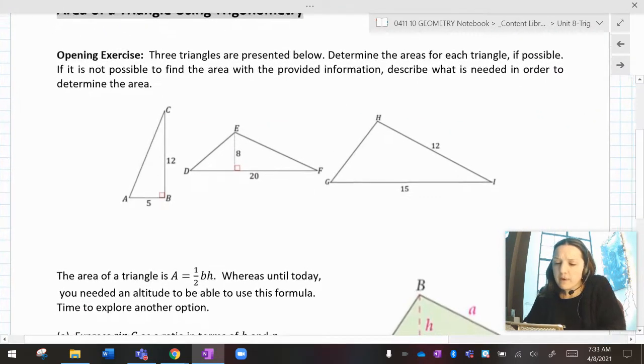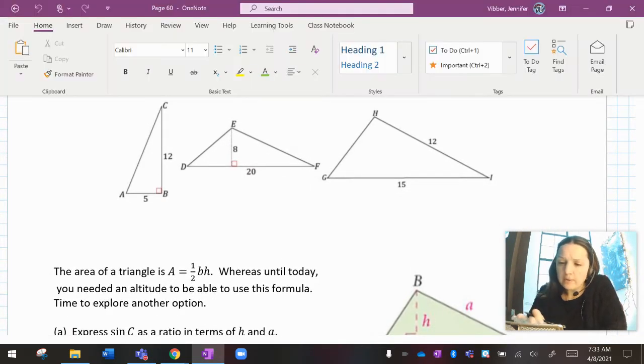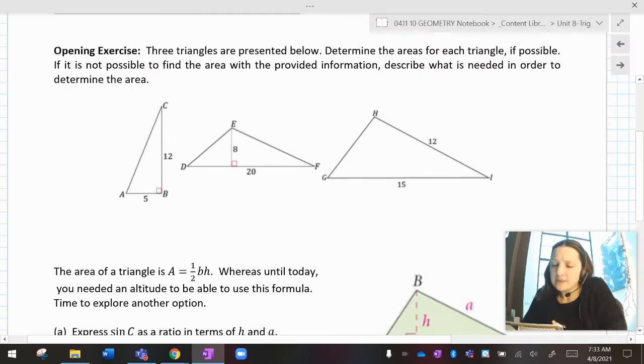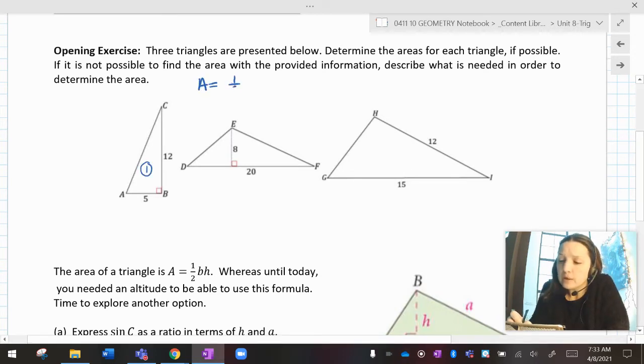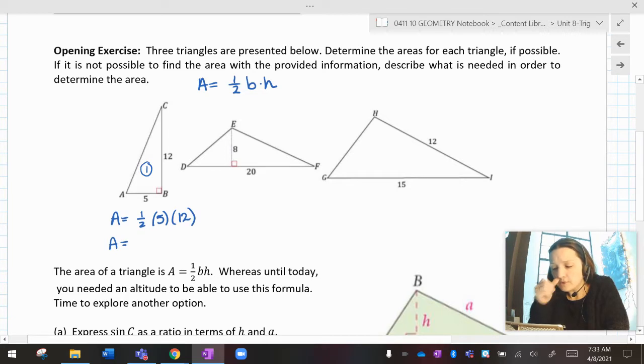All right. So if I come down here and I look at this thing that says opening exercise, it says you've got 3 triangles, determine the areas for each. If it's not possible, describe what's needed in order to determine the area. Okay, fine. So if I look at triangle number 1 right here, we just said that the area of a triangle is 1/2 base times height. And so in triangle number 1, my base is 5 and my height is 12. And so 1/2 of 5 times 12 is going to be 30.